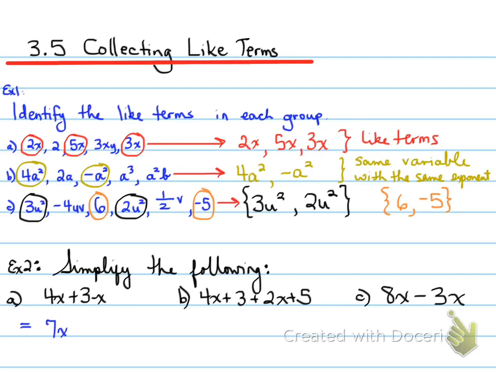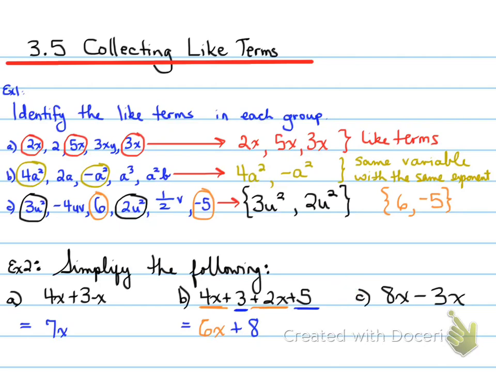In the next example, we have 4x plus 3 plus 2x plus 5. We have like terms here. Those are 4x and 2x that are like. 4x plus 2x gives us 6x. And then we also have plus 3 and plus 5. Plus 3 and plus 5 gives us an answer of plus 8. So now what we've done is collected the like terms. 4x plus 2x is 6x, and plus 3 plus 5 is plus 8.